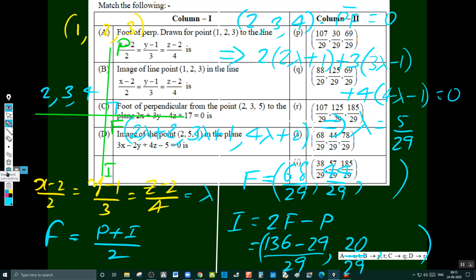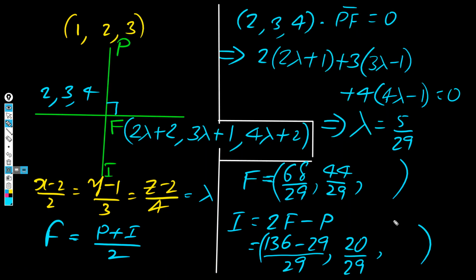Sir, actually they are getting 2 foot of perpendiculars, so we get 2 images. No, it's not possible, because for a point there will be only one image. It will be 88 minus 58. Yeah, that's what I'm checking again. Just a moment.